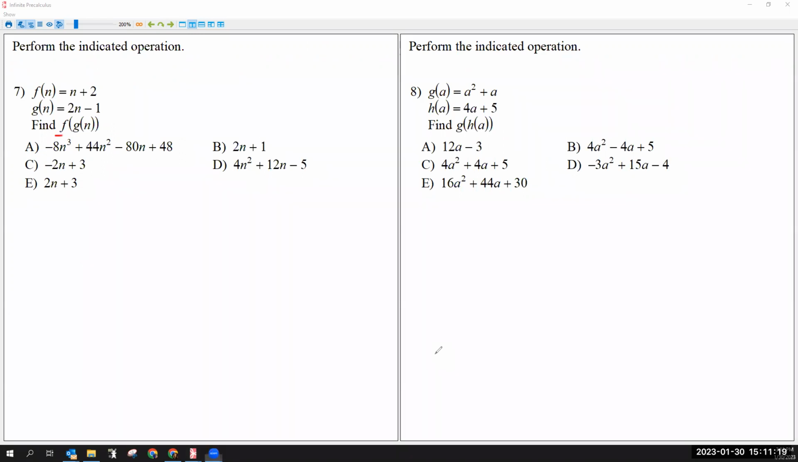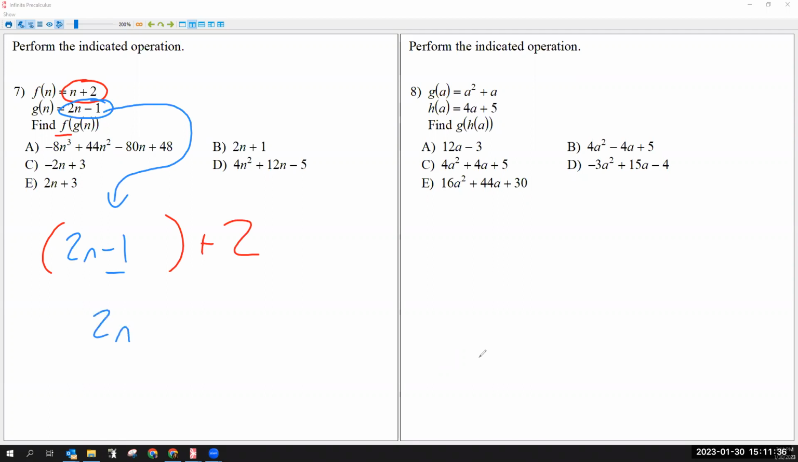So 7, start with our outside function, f. We're going to take that, parentheses, plus 2. Take that, plug it in, 2n minus 1, and then simplify. Well, 2n, minus 1 plus 2 plus 1. Done. Very simple, very straightforward.